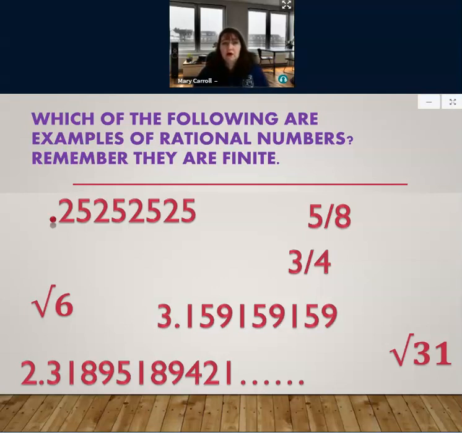Okay, with that in mind, I want you to look here, and this is what that notebook is for. You're going to write down all of your rational numbers that are here. Okay, so pause the video and see if you can figure out what a rational number is.